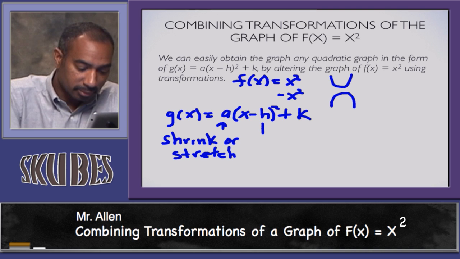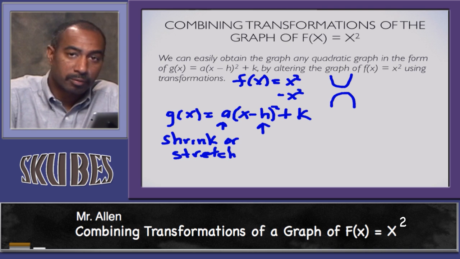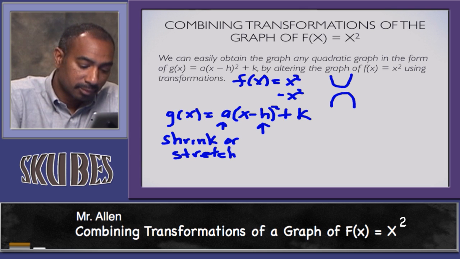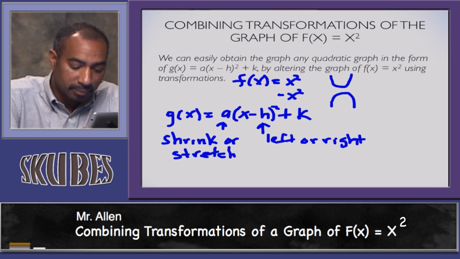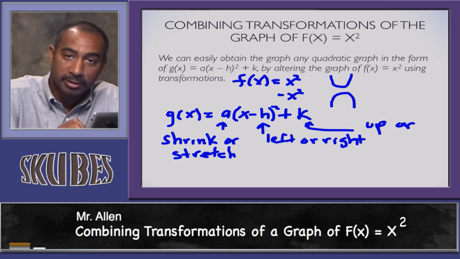And this number here, h, tells you how far over to the left or right to move the graph. I'm going to put left or right. And k, you shift up or down, depending if it's positive or negative.